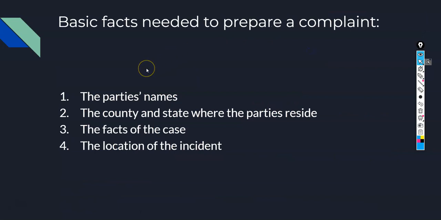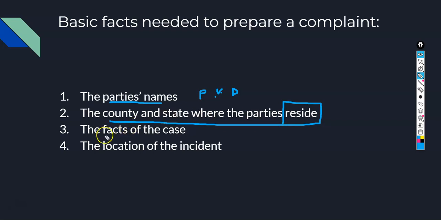Alright, so I'm just going to give you the basic facts needed to prepare a complaint. I'm going to tell you the 4 basic facts needed first, and then we'll move on to actually writing the complaint and getting the information. So you will need the parties' names, plaintiff and defendant. The county and state where the parties reside, where they reside at the time the complaint is filed. The facts of the case, we'll talk about obtaining those. And the location of the incident or the injury. Since we're talking torts, personal injury, it's very important to know the location of the incident.